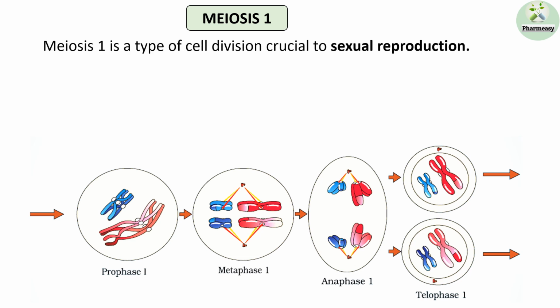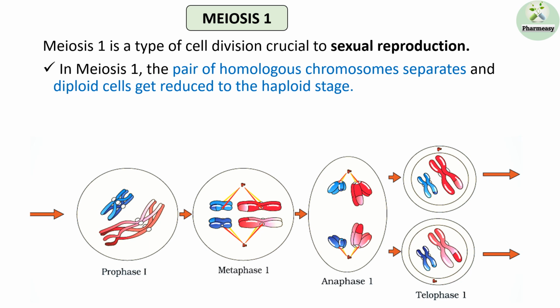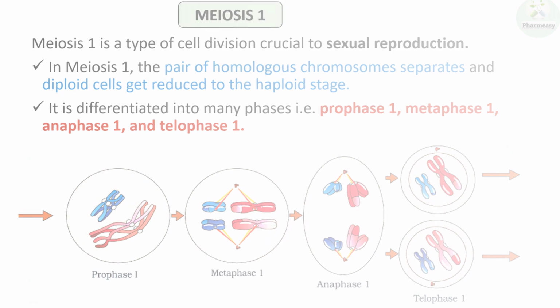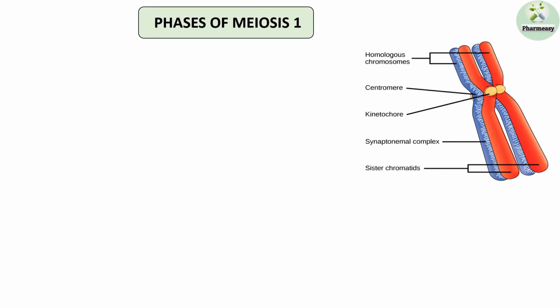Meiosis 1, it is a type of cell division crucial to sexual reproduction. The pair of homologous chromosomes separates and diploid cells get reduced to haploid stage, that is 2n. It is differentiated into several phases as prophase 1, metaphase 1, anaphase 1 and telophase 1. This diagram shows the meiotic phases according to their movement and division of chromosomes. Now, we will understand about the phases of meiosis 1. So, first phase is prophase 1 and prophase 1 is further divided into several stages.